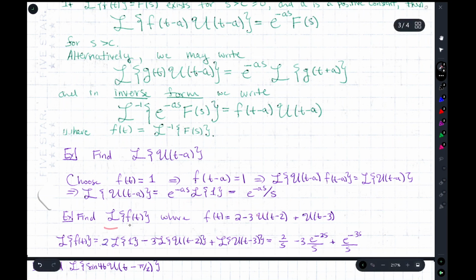Another simple example here is to find the Laplace transform of f of t, where f of t is defined using the unit step function. And we just apply the Laplace transform, and we still have linearity, right? And since we know the Laplace transform of the unit step function now, we just use what we computed here before. Here, a would be 2, so we get this negative 2s, because we have a negative there. This here, a would be 3, and so we get that. We get the 1 over s because of that relation there.